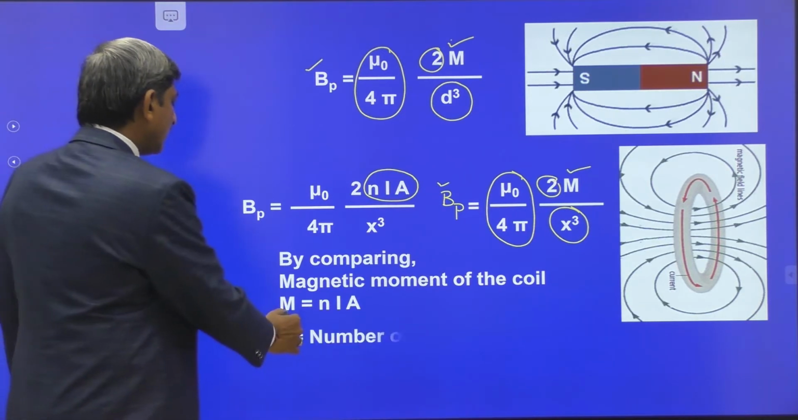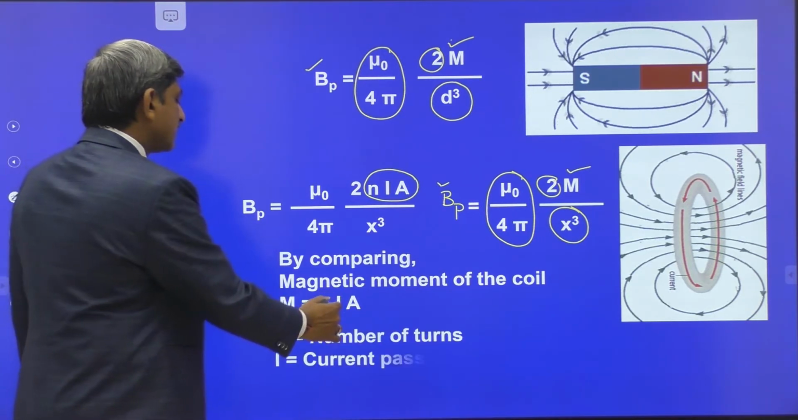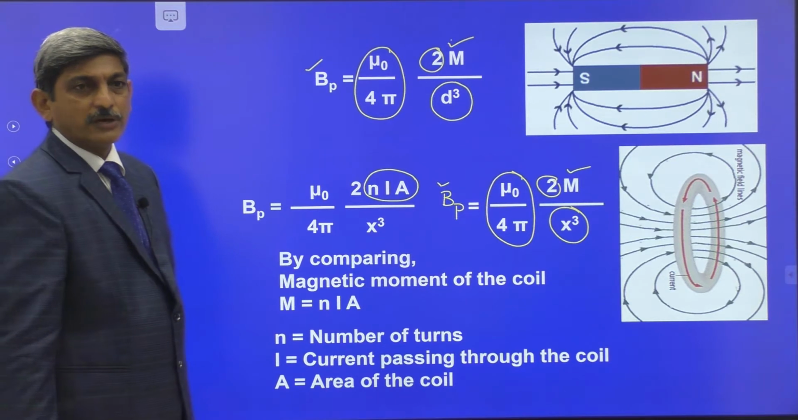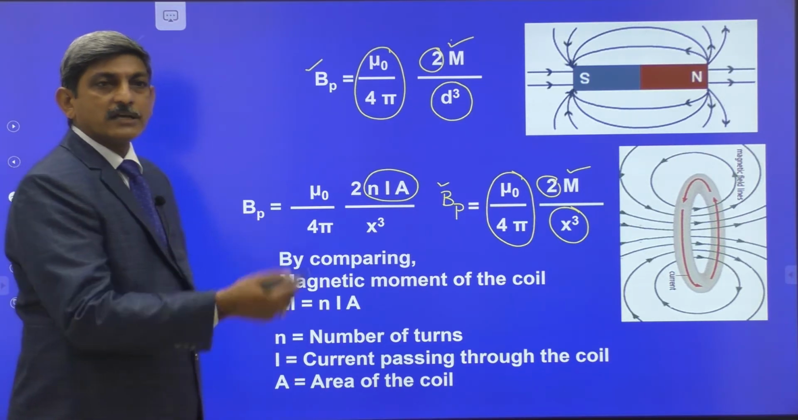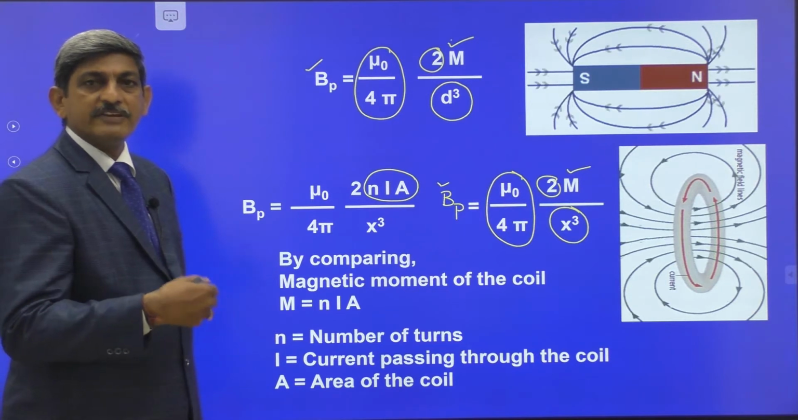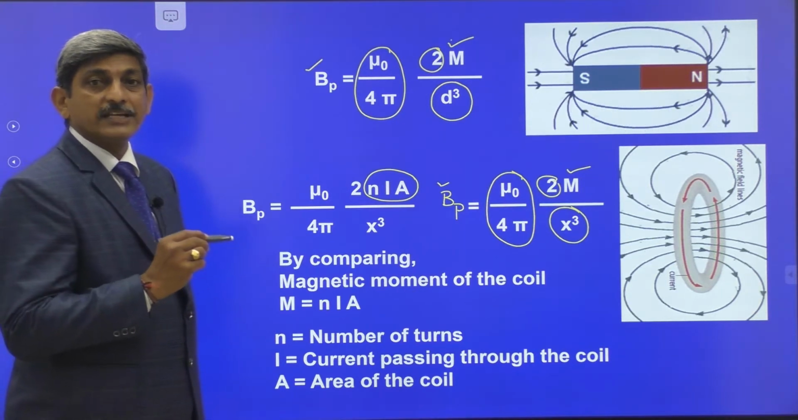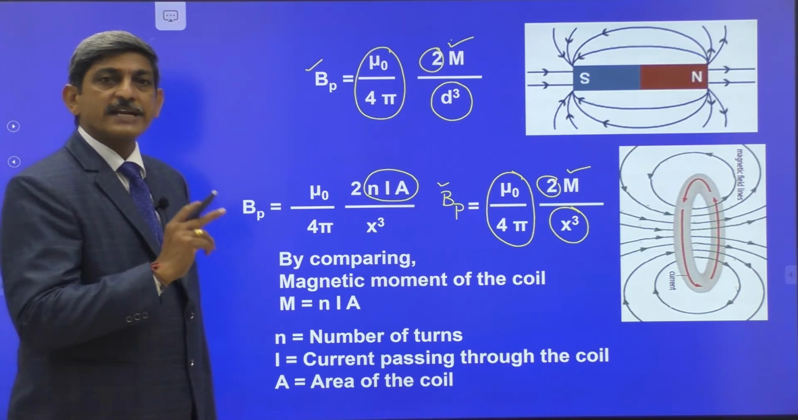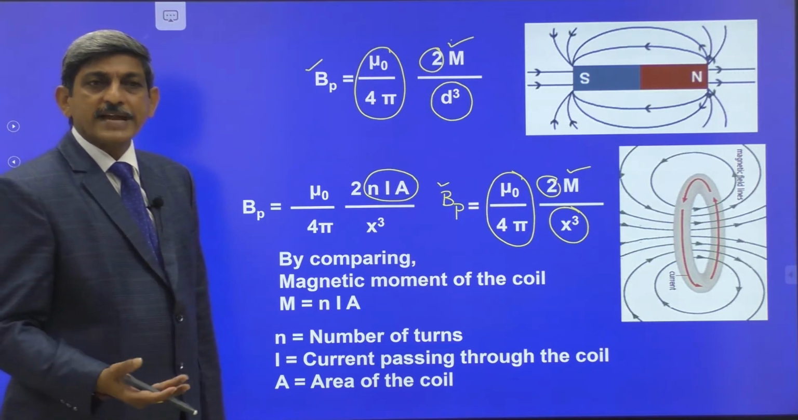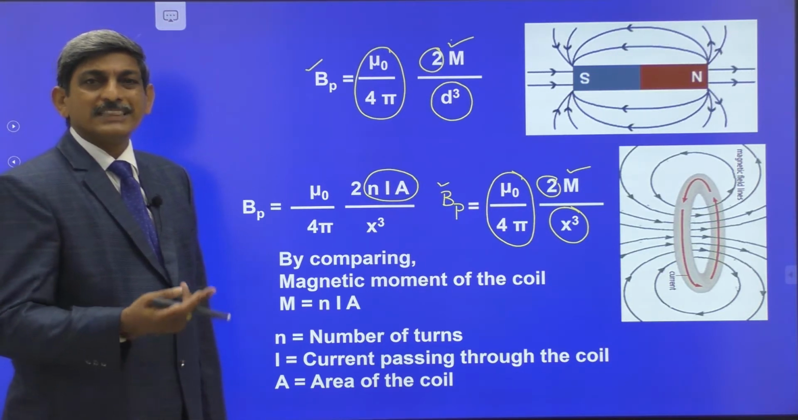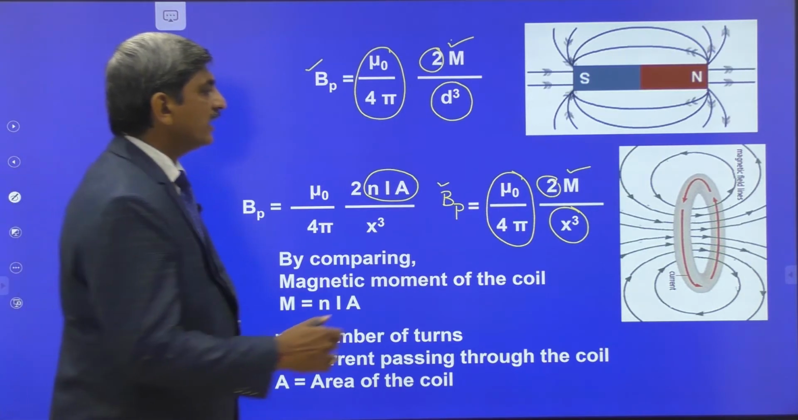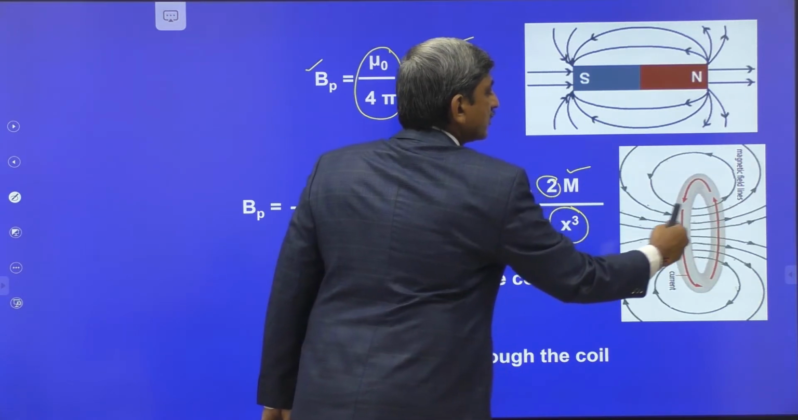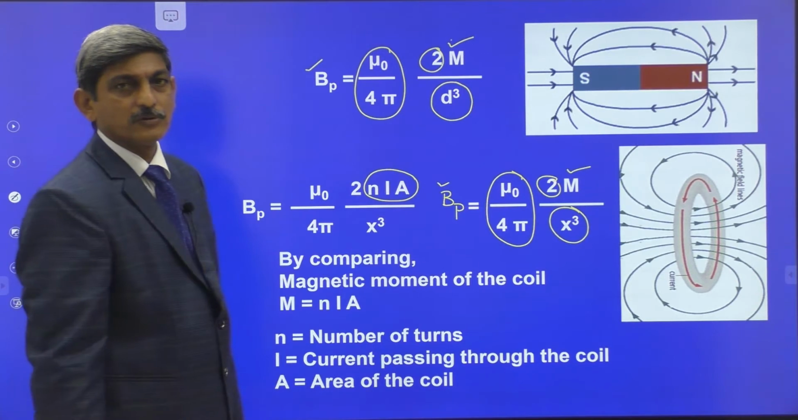Here what is N? N is the number of the turns and I is the current passing through the coil and A is the area of the face of the coil, right? So the current carrying coil, it may be having one turn, it is behaving like a magnetic dipole. One face is acting as the north pole and other face is acting as the south pole. Which is acting as north pole, which is acting as the south pole, that is decided by the direction of the current. When the current is passing in the anti-clockwise direction, this face is acting as the north pole and this face is acting as the south pole.